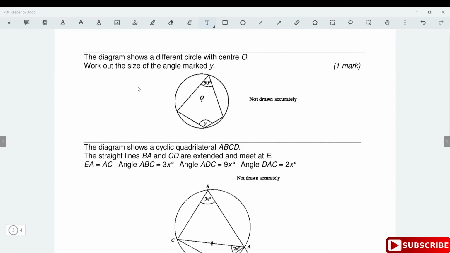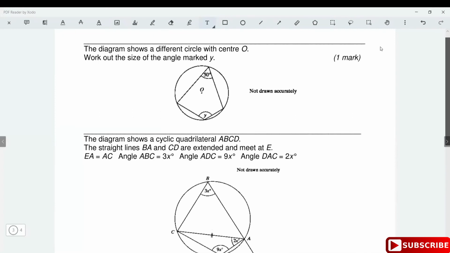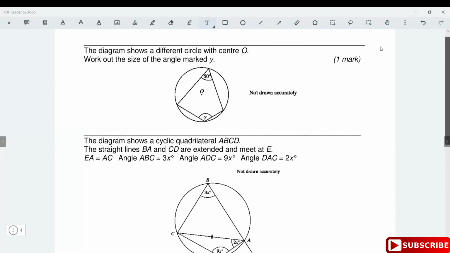All right. Now this one says, the diagram shows a different circle with center O. Of course, it's a different circle. It's not the same circle from the previous question. Work out angle y. Opposite angles in a cyclic quad sum to 180. So y plus 50 equals 180. And so y must be 130 degrees.